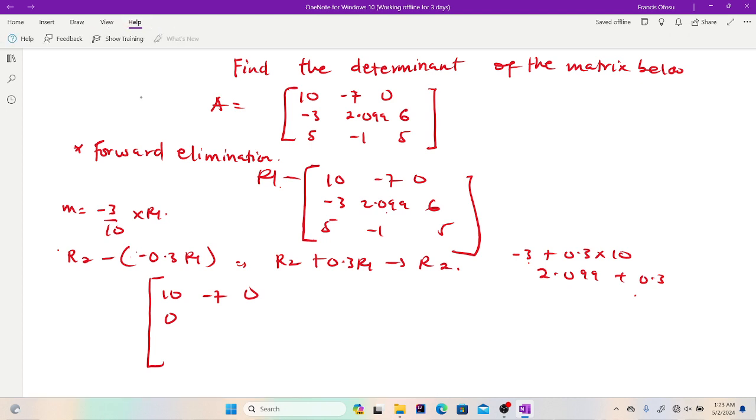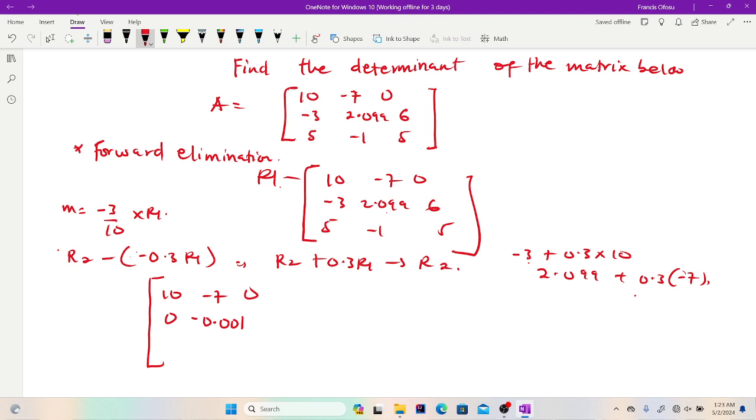So I have 0.3 multiplying negative 7. So that's giving me 2.099 minus 0.3 times 7, right? And that's the same as negative 0.001. Then this part is 6.